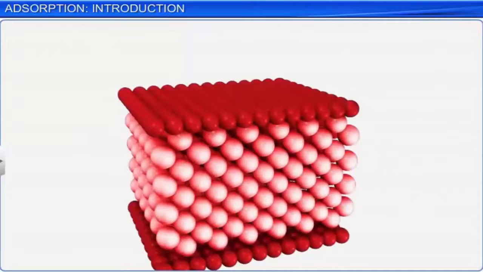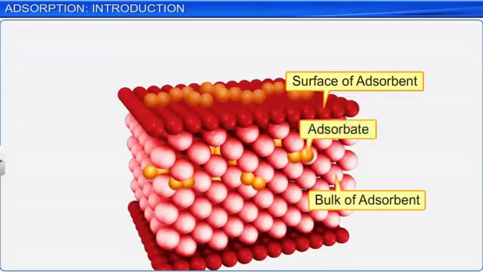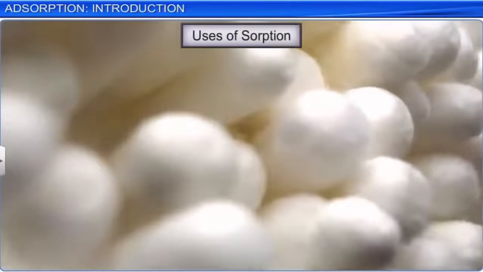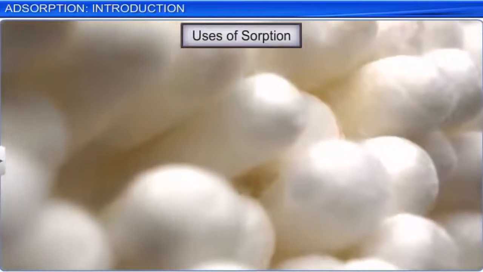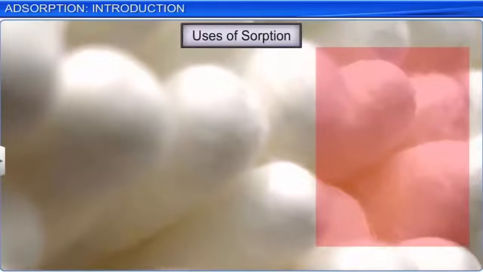Sometimes, adsorption may be followed by the dissolution of the adsorbate in the adsorbent. This means that first, the material appears on the surface of the adsorbent and then passes into its bulk. When the two processes occur simultaneously, it is known as sorption. Dyeing fiber is an example of sorption. Dyes get absorbed as well as adsorbed on cotton fibers.